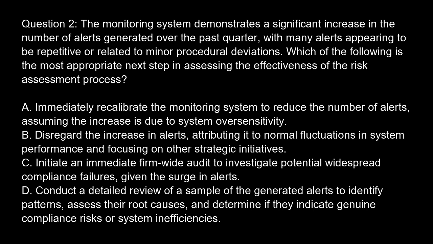Option A. Immediately recalibrate the monitoring system to reduce the number of alerts, assuming the increase is due to system oversensitivity. Option B. Disregard the increase in alerts, attributing it to normal fluctuations in system performance and focusing on other strategic initiatives. Option C. Initiate an immediate firm-wide audit to investigate potential widespread compliance failures, given the surge in alerts. Option D. Conduct a detailed review of a sample of the generated alerts to identify patterns, assess their root causes, and determine if they indicate genuine compliance risks or system inefficiencies.